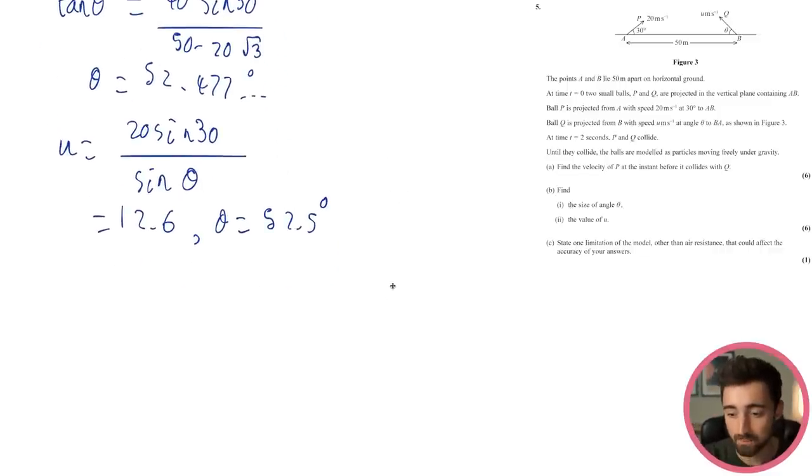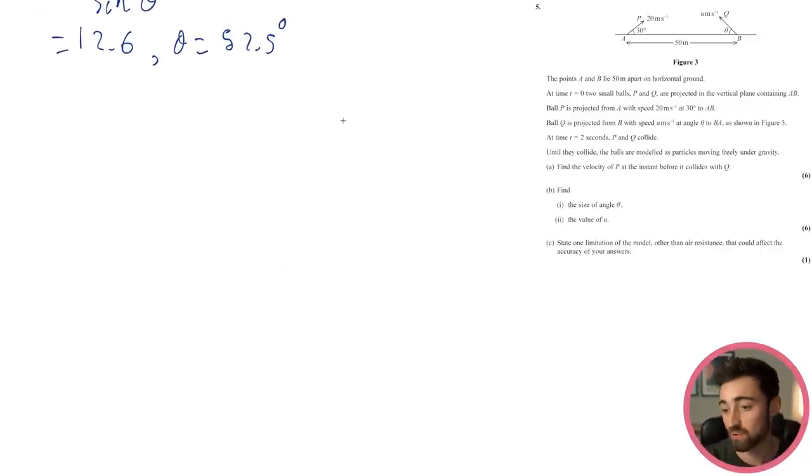Tough question. Part C just says, state one limitation of the model. Okay, I would say the main one in projectiles is it doesn't take into account any kind of wind or air resistance, does it? Imagine how different this whole thing would be if I had a 50 kilometer an hour wind just gushing to the left. You know what I mean? It would change things a lot. So I would just say it doesn't account for wind. It does not account for wind.